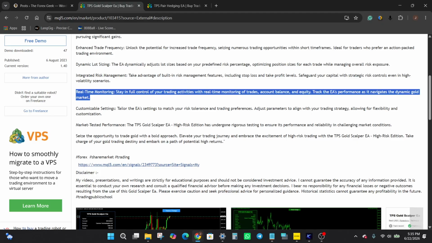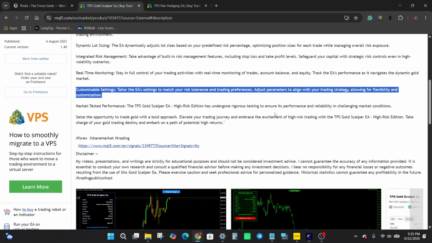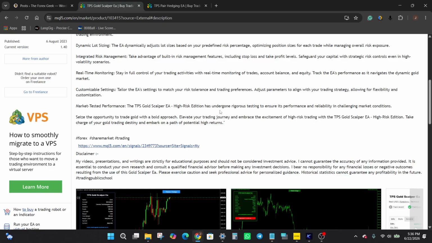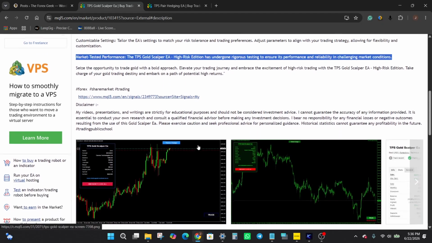Customization is another area highlighted in the marketplace description. The developer states that traders can adjust settings according to their own preferences and risk tolerance. This flexibility may allow users to adapt the EA to different trading objectives while remaining within the framework provided by the software. The description also references market tested performance and notes that the EA has undergone testing under challenging market conditions. However, as always, any testing information should be viewed as historical analysis rather than an indication of future performance.